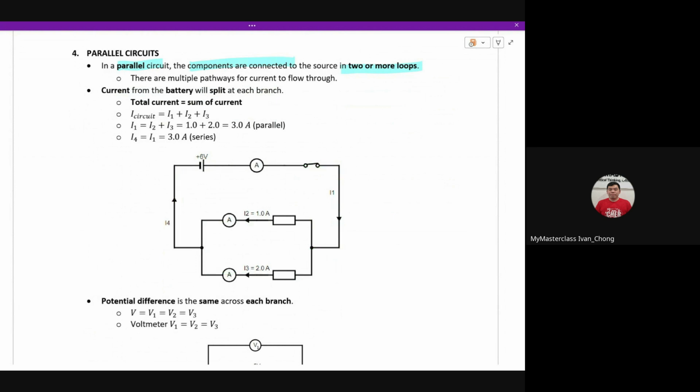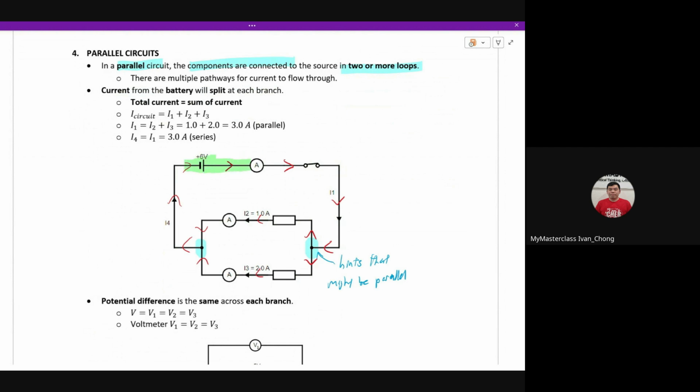Take notice of this point over here. Whenever you see these 2 dots, there are hints that it might be parallel, because you only have these 2 dots when there's a split. Your current is flowing like this normally, but at this point, because of these 2 dots, it will split. Once it splits, you have 2 different currents. I2 and I3 are 2 different values, and you will form back your current at the end.